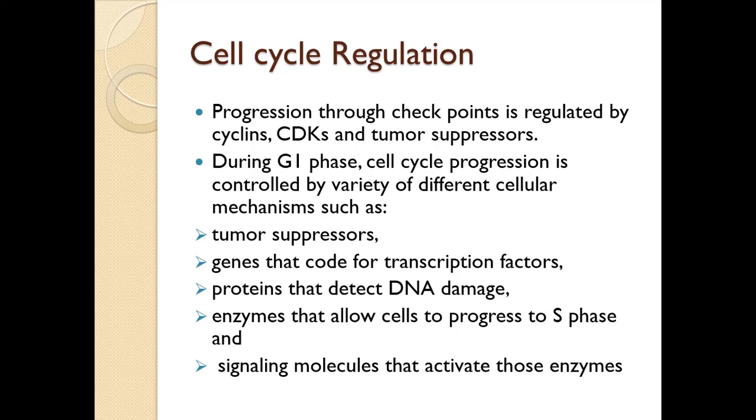Progression through checkpoints is regulated by some proteins, cyclins, and enzymes, cyclin-dependent kinases. During the G1 phase, cell cycle progression is controlled by different cellular mechanisms such as tumor suppressors, genes, proteins, enzymes, and signaling molecules.